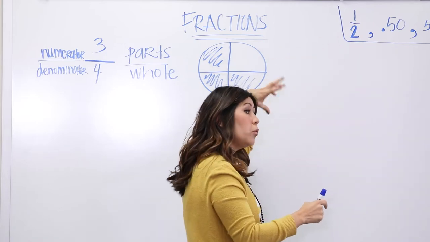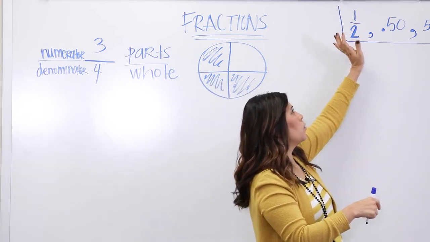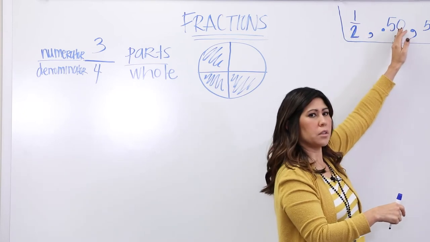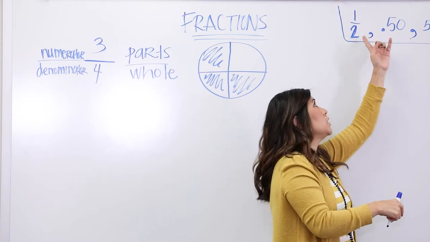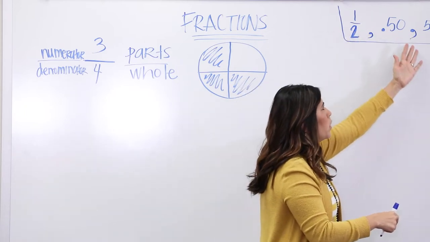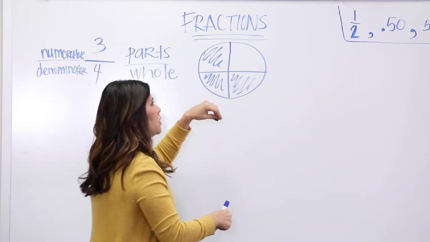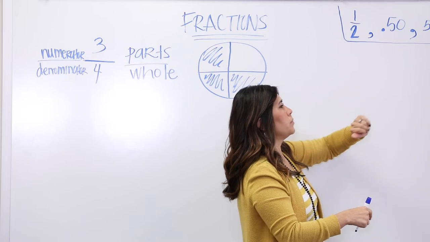So where we're moving to, after we learn to add, subtract, multiply, and divide these things, we're moving to, well, how does that relate to decimals? And then how does that relate to percents? And so why would I use this and not this? And when would I use this and not this, right? So we're going there. So I want you to keep that in mind. Percents and fractions are very similar.